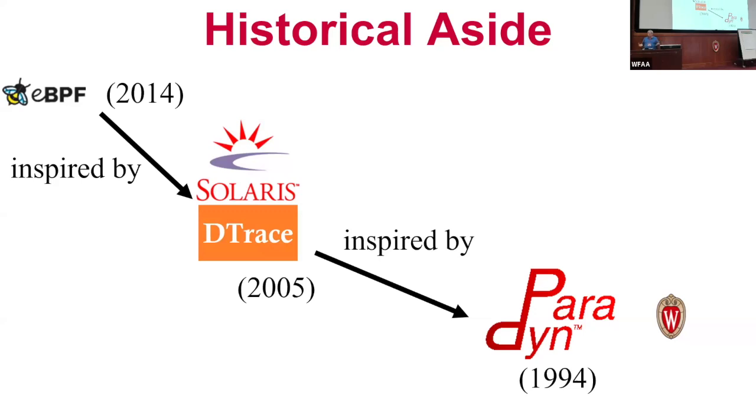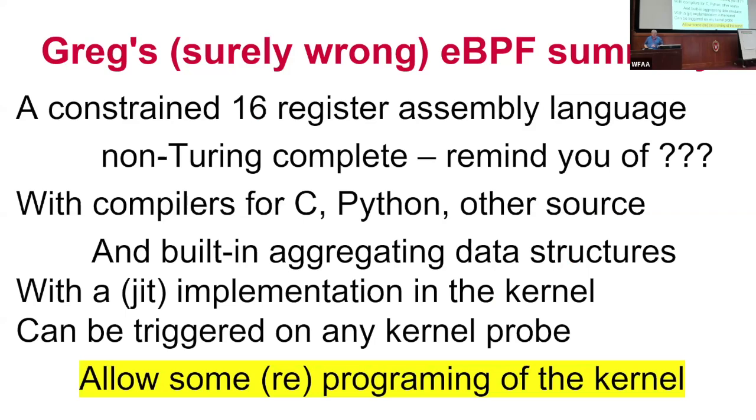So what, I hear you cry, is eBPF? Well, here is my summary. And because I'm not an expert, this is surely wrong. But it's a very small assembly language interpreter and JIT compiler in the kernel that's register to register based. And what's kind of interesting is it's intentionally not Turing complete. What does that mean? That means there are no backward loops or no backward jumps.